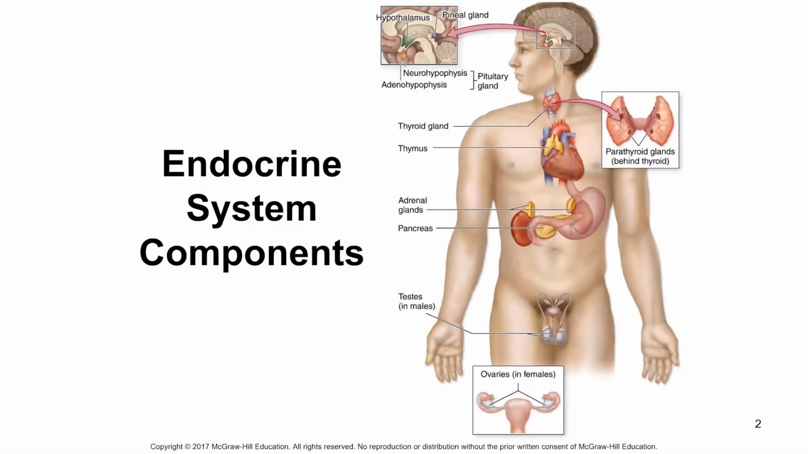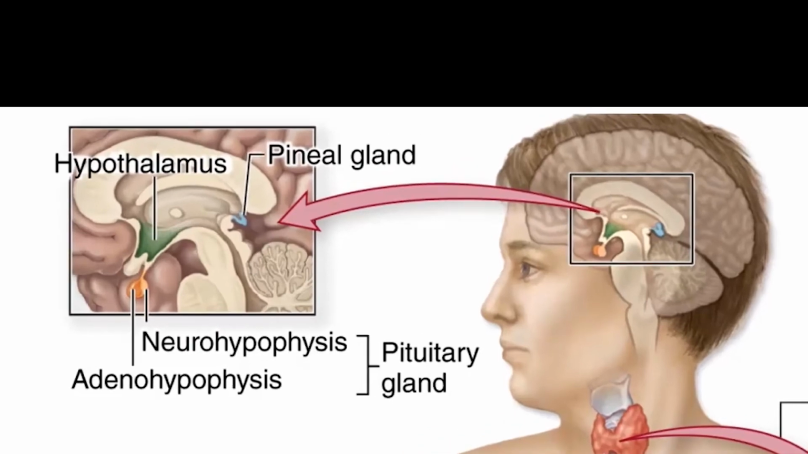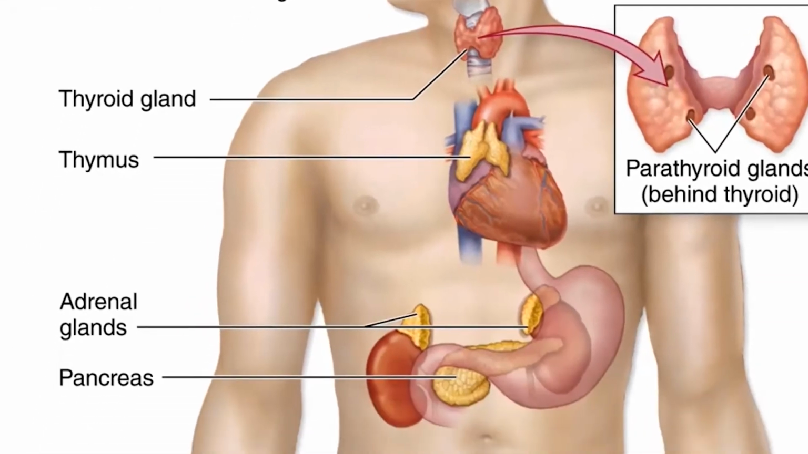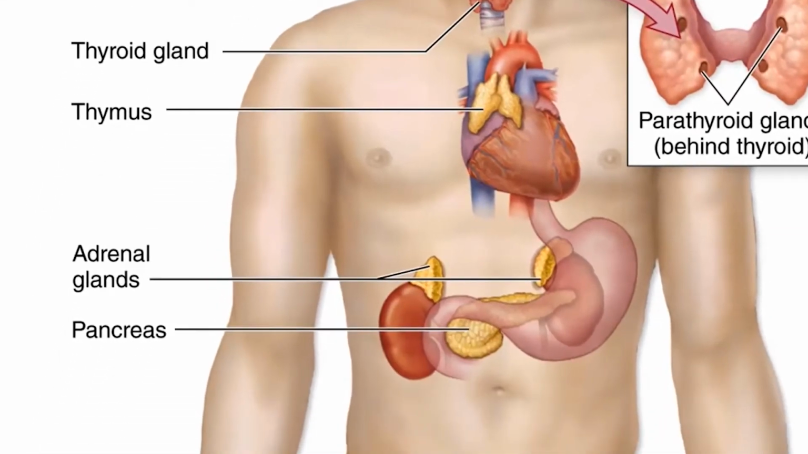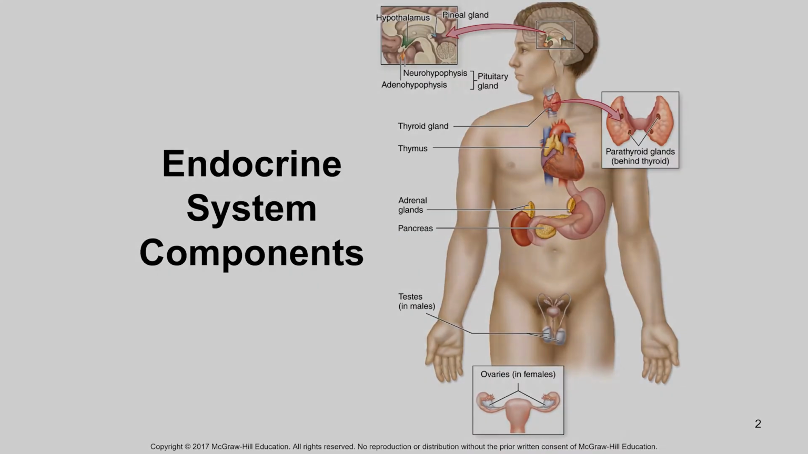And here we see the primary components of the endocrine system: the hypothalamus, the pineal gland, the neurohypophysis, which is the posterior pituitary gland, and the adenohypophysis, which is the anterior pituitary gland, the thyroid and parathyroid, the thymus, the adrenal glands, the pancreas, and the testes or ovaries.